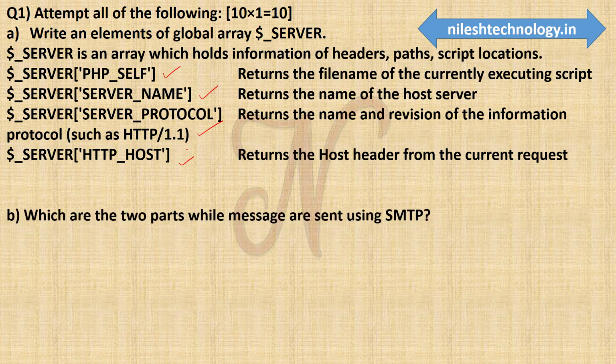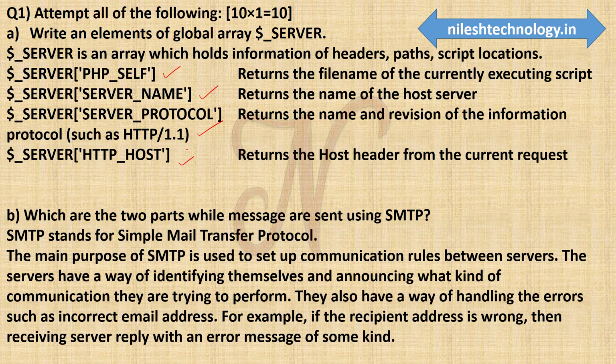Next, which are the two parts while messages are sent using SMTP? SMTP means Simple Mail Transfer Protocol. The main purpose is to set up the communication rules between the servers. The servers have a way of identifying themselves and announcing what kind of communication they are trying to perform. They also have a way of handling errors such as an incorrect email address.